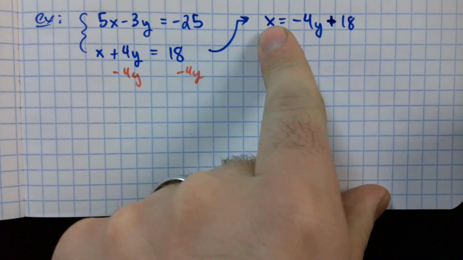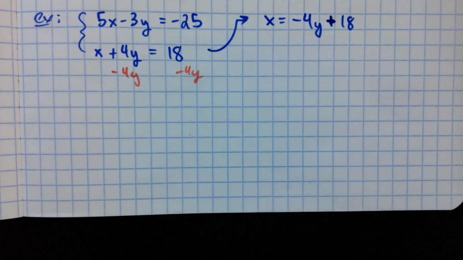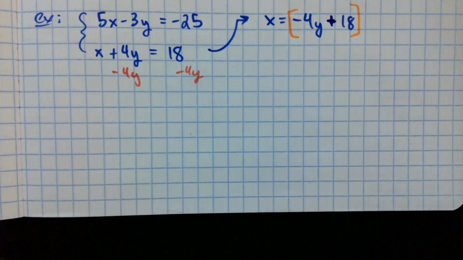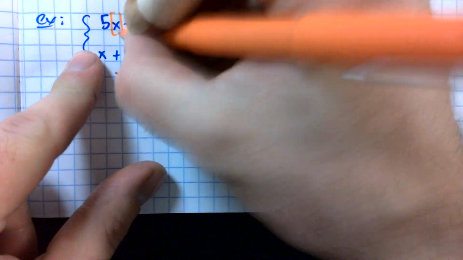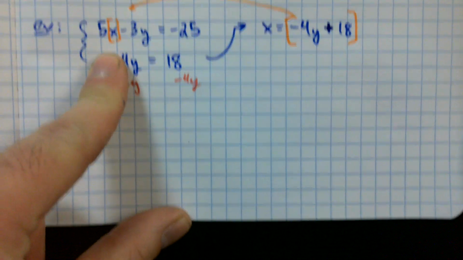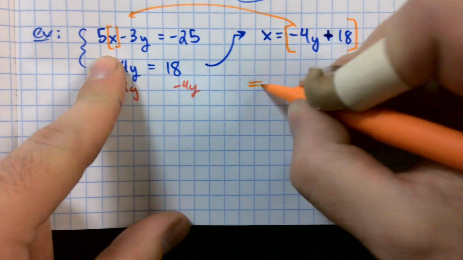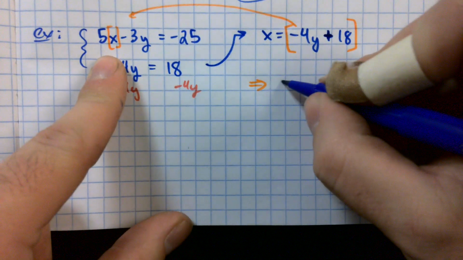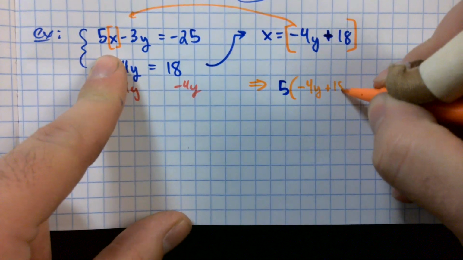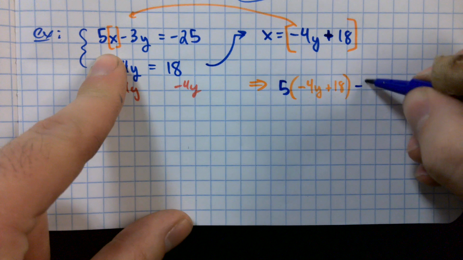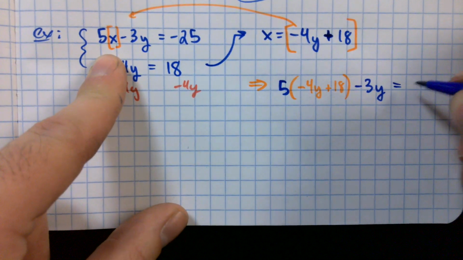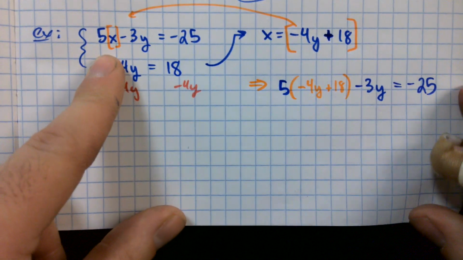Okay, now that I know that x is equal to this, I'm going to put it in some nice brackets. Now that we know that x is equal to that, I'm going to plug it in for this x right here. Okay, here's what that looks like. 5 times parentheses negative 4y plus 18, minus 3y equals negative 25.